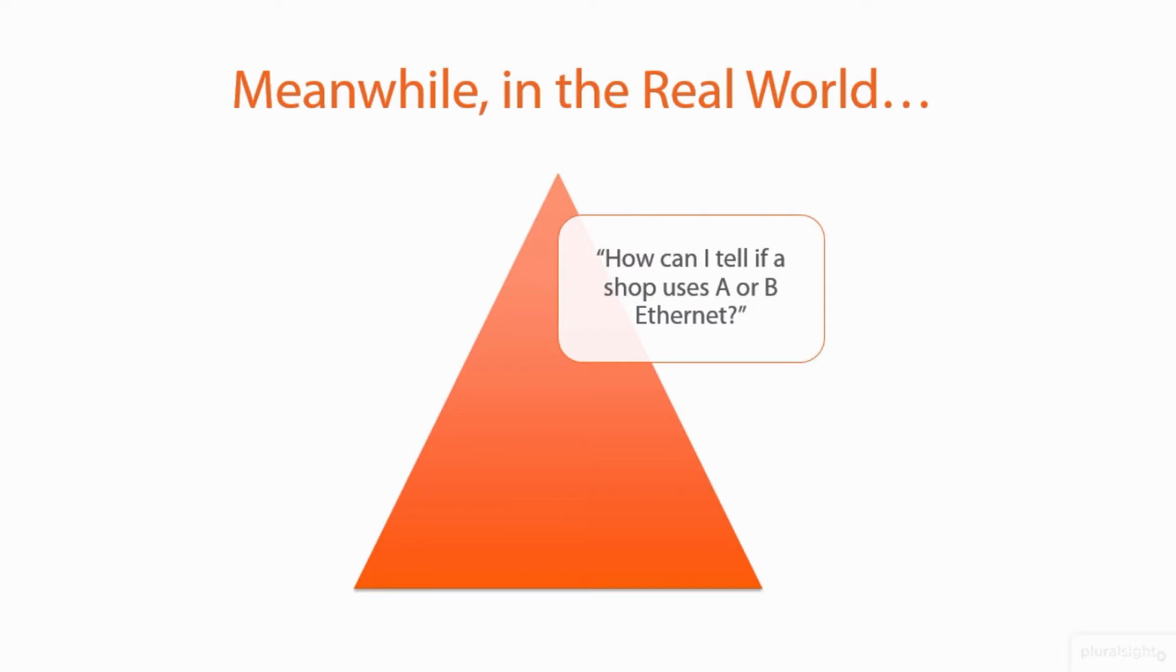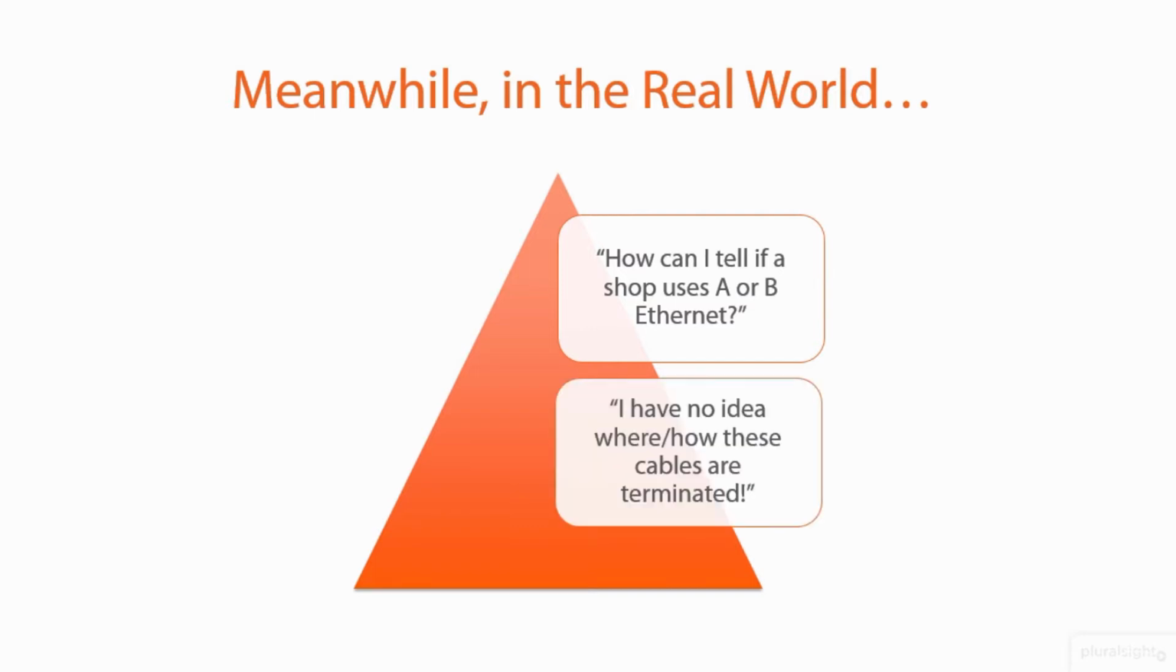The first question is, how can I tell if the shop that I'm working in uses A or B Ethernet? Now, of course, you might be thinking, Tim, what is A or B Ethernet? So more will be revealed. The next question, and this is a very common question in industry, is we have an Ethernet and it's working, but I have no earthly idea which switch port here in my telco closet corresponds to which user's computer out there in the office. That's not a good situation to be in.